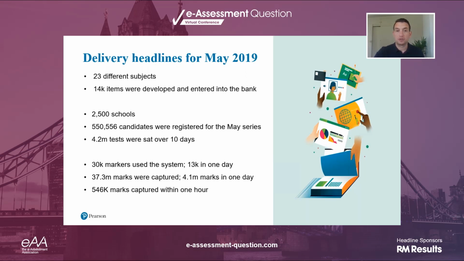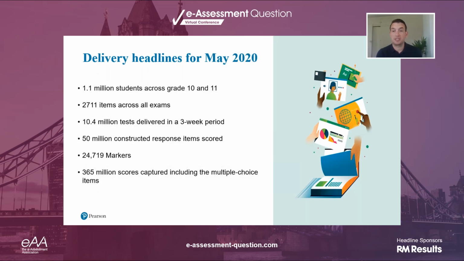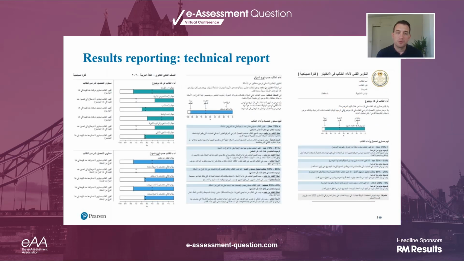Roll forward a year to the session that we are just coming to the end of now. We're just doing the results analysis. We had 1.1 million candidates sit across grade 10 and 11, and that is sitting tests via tablet concurrently over the same test period. Over the 3-week period, 10.4 million tests, 50 million constructed response items scored, and 25,000 markers employed. One of the advancements that we've rolled out for this May is the provision of a technical report.